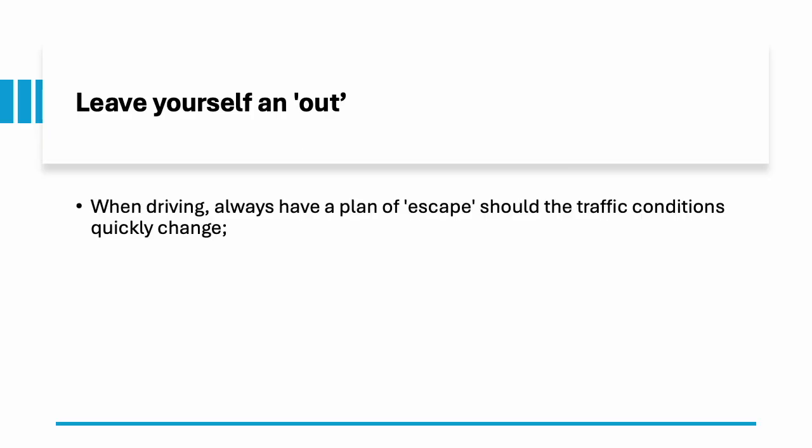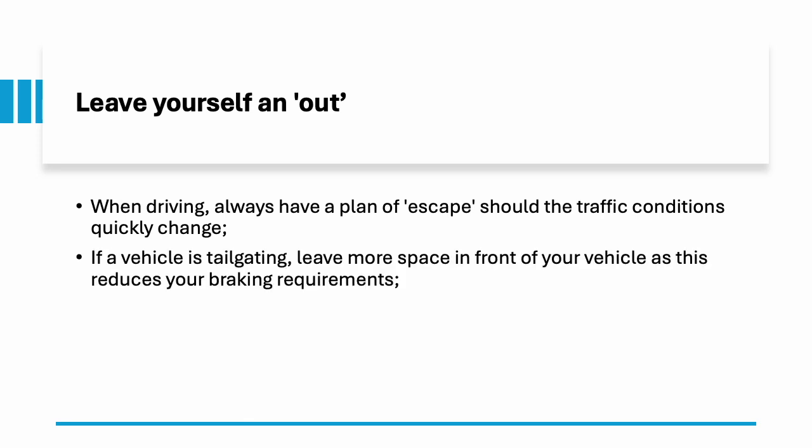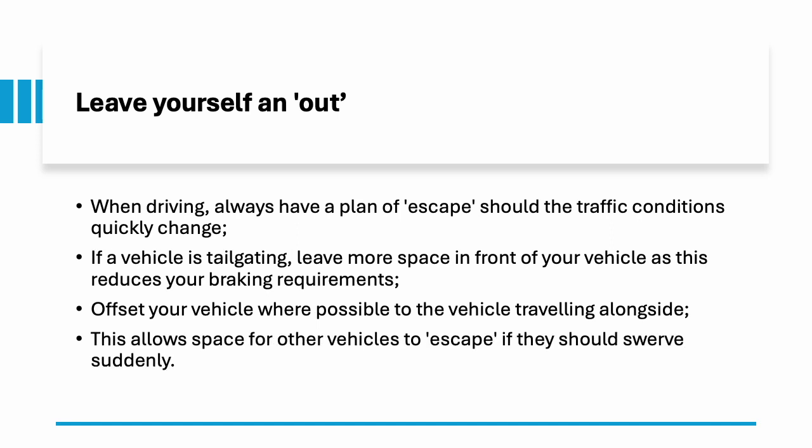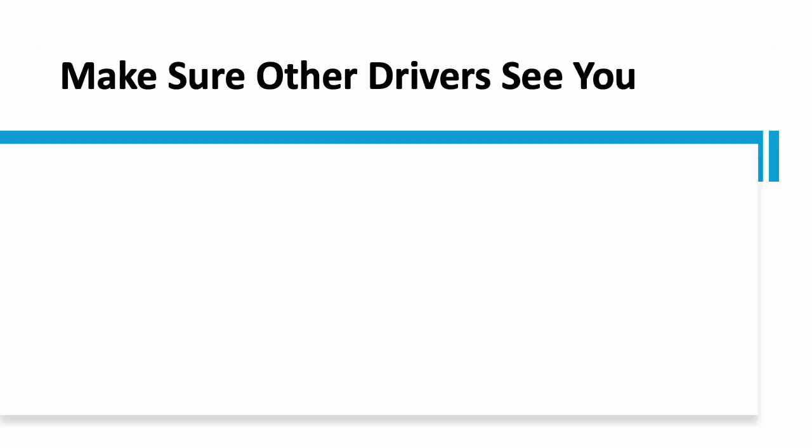Leave yourself an out. When driving, always have a plan of escape should the traffic conditions quickly change. If a vehicle is tailgating, leave more space in front of your vehicle, as this reduces your braking requirements. Offset your vehicle where possible to the vehicle travelling alongside. This allows space for other vehicles to escape if they should swerve suddenly.